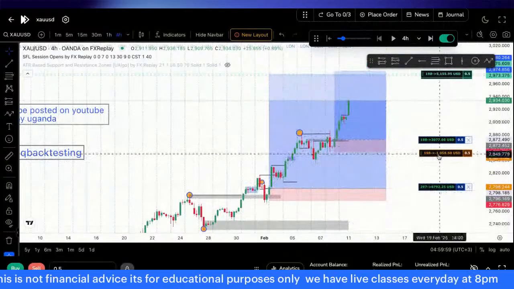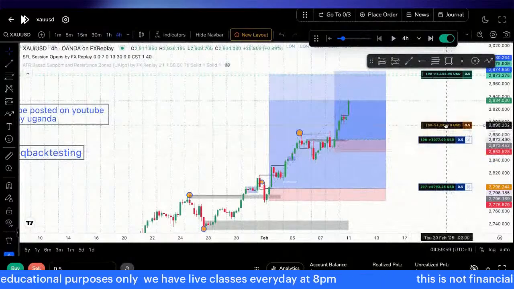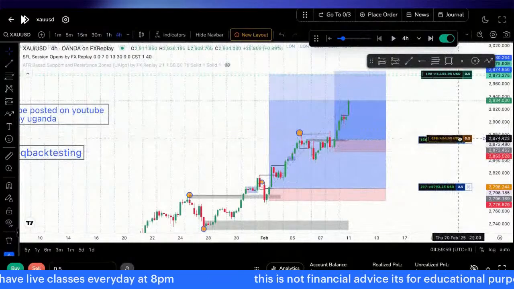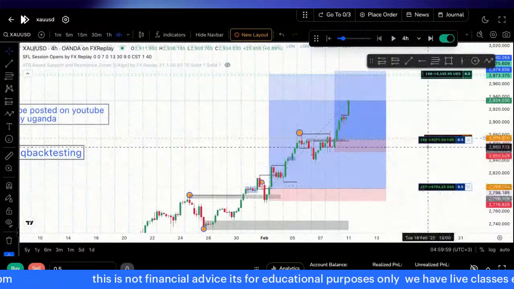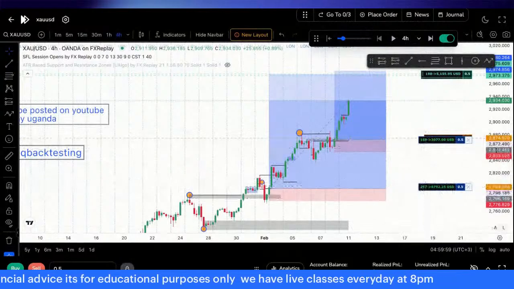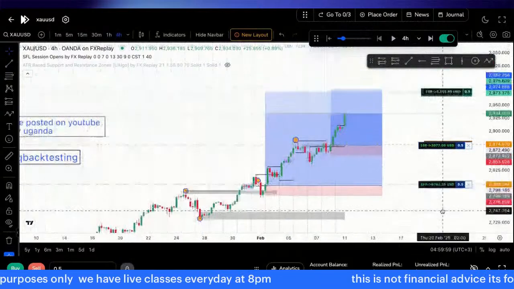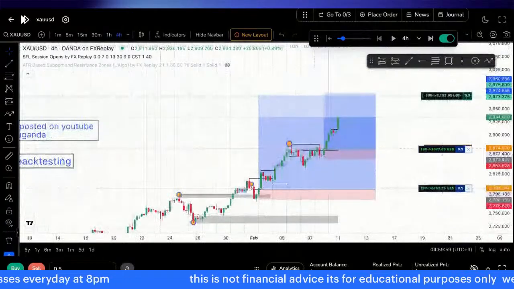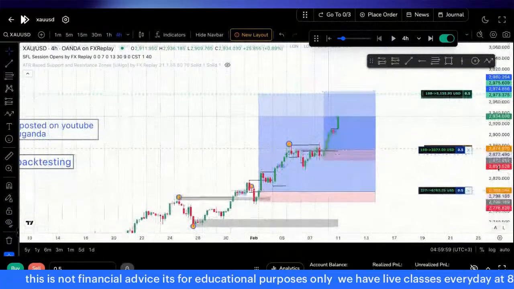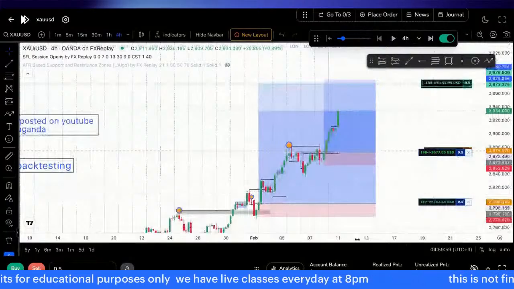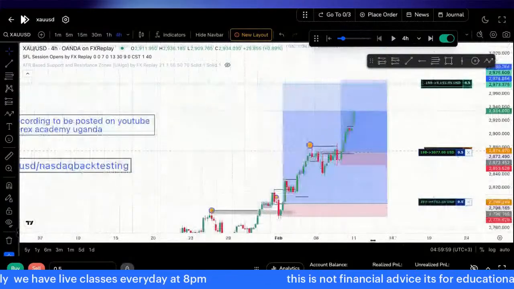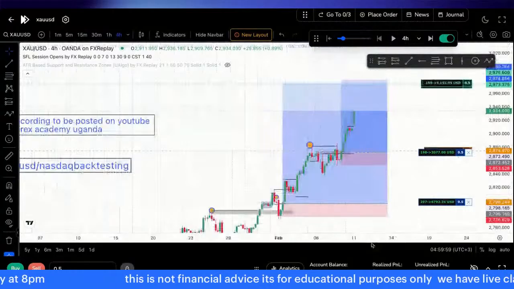So let's make the money. Shift our SL to here. 9K in profits. Will it hit our TP? Not yet, so let's see if it's going to hit our TP.